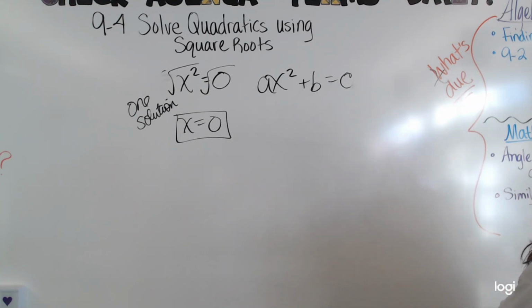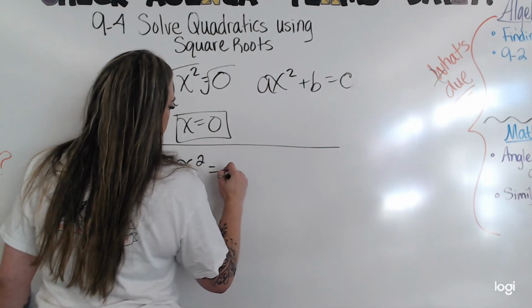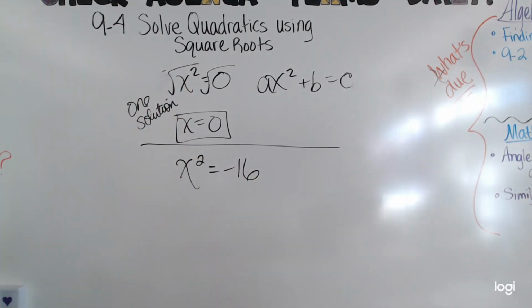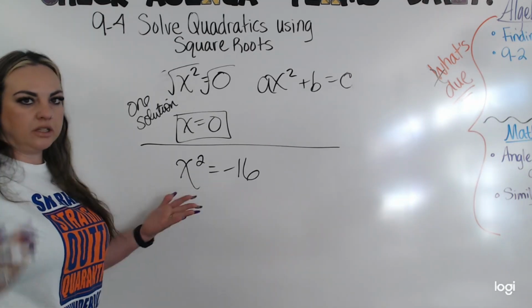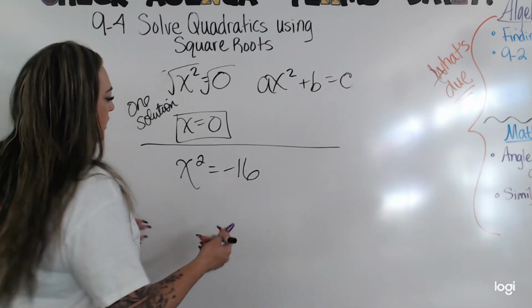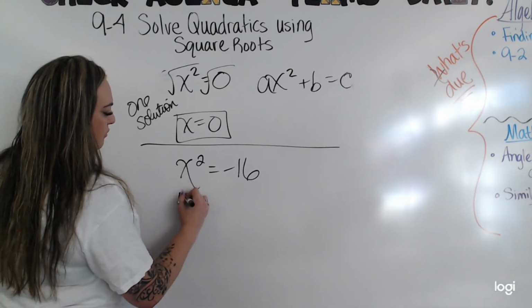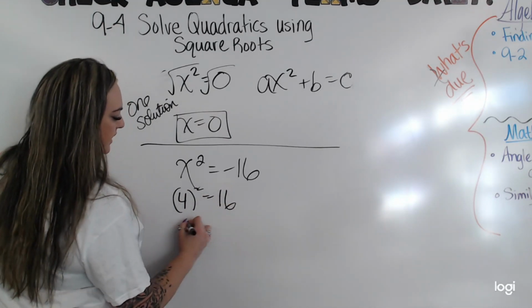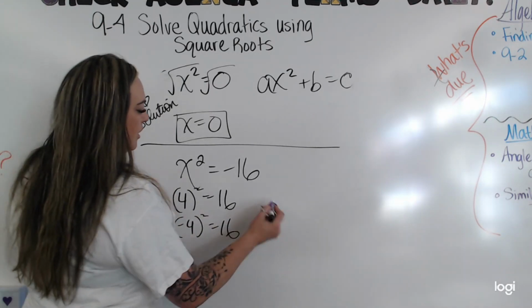Let's do something like this. So we need a number squared that gives us negative 16. Logically thinking, that's not possible, right? You can try, we know this would be 4, but 4 squared is positive 16, and negative 4 squared is positive 16. So in this case, there is no solution.